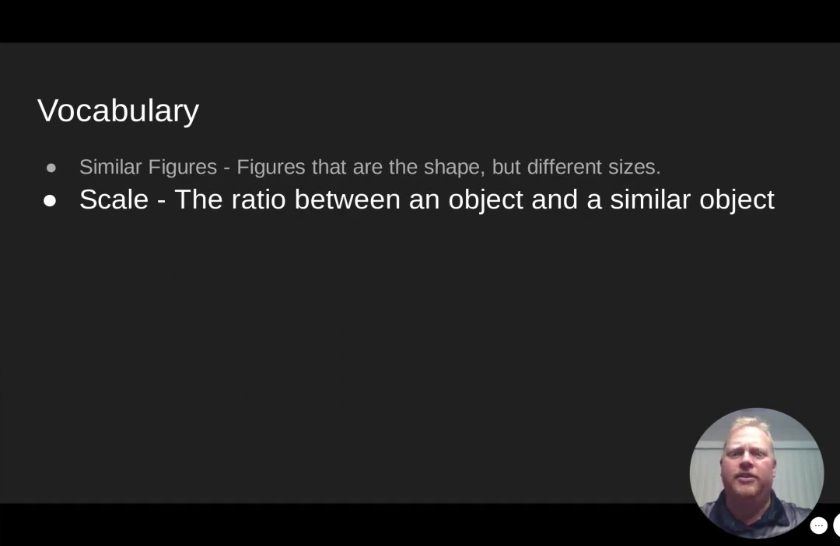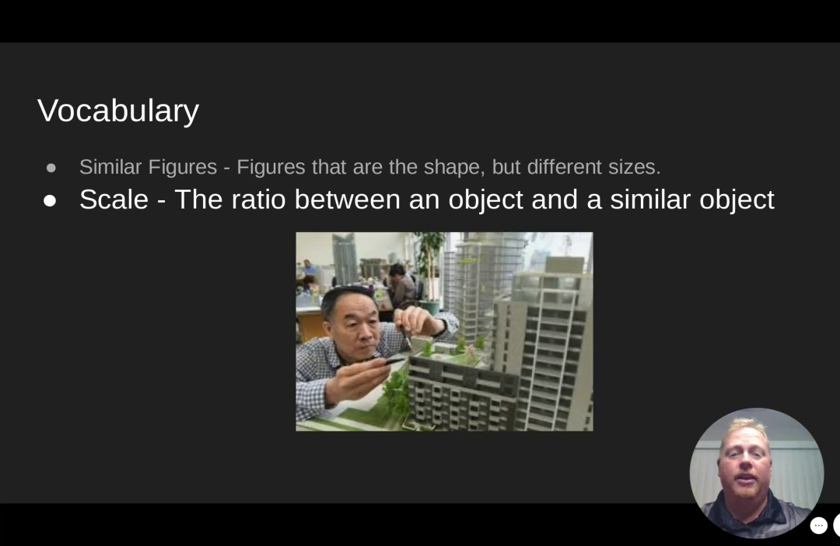Let's talk about scale. Scale is just the ratio between an object and its similar object. So for instance, here we have a guy building a scale model of a building. Obviously that building isn't life size, but there is a ratio between the actual building and that model, and that ratio is called the scale factor.